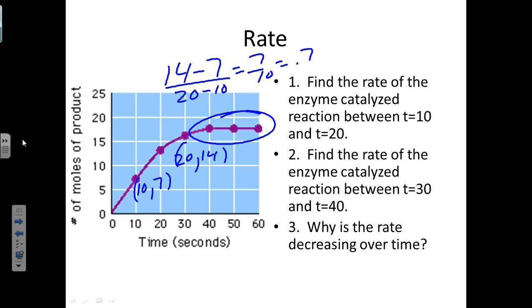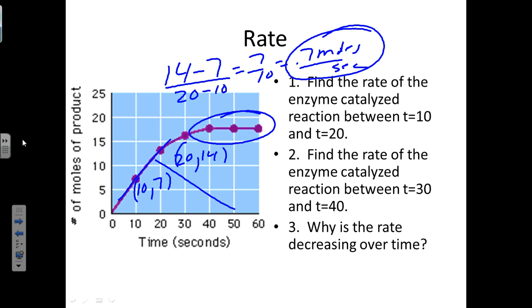And it's 0.7 in what? What are the units? Yep. You take the y units, moles, divided by the x units, seconds. So 0.7 moles per second. If your line is sloping up and to the right, you're always going to get what kind of slope? Positive. If, on the other hand, your line's going down, you're going to get a negative answer, right? This is 0.7 moles per second. And that's the answer to the first question.